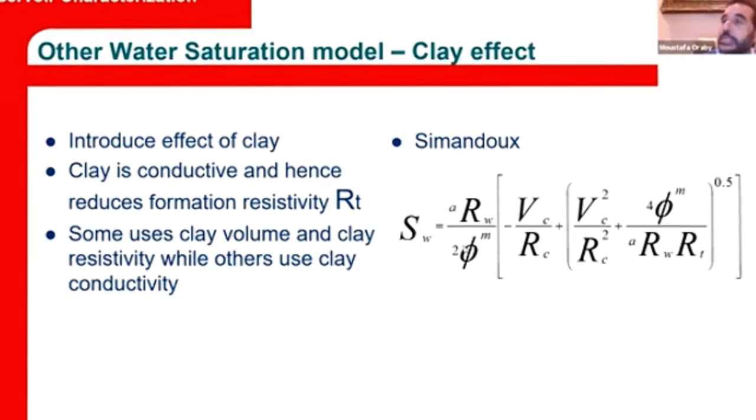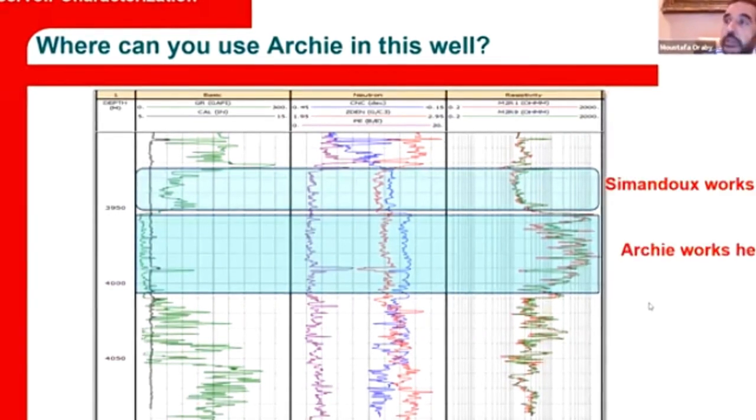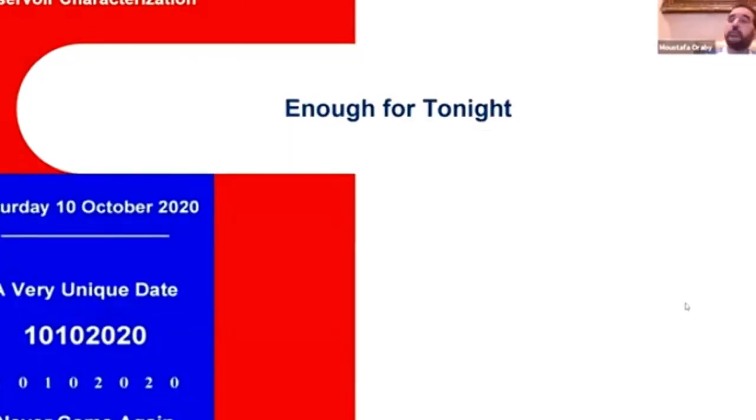Now, going back to the same thing here, in this zone I will use Archie, and in this zone I will use Simandoux. Simandoux works in this zone because I have clay volume. Archie works in this zone because I don't have any clay volume, so my clay volume will be 0. Then I can use Archie. Or you can use Simandoux for both of them, and by itself Simandoux will convert to Archie, because your V clay here is very, very low, or close to zero. Okay, thank you very much.